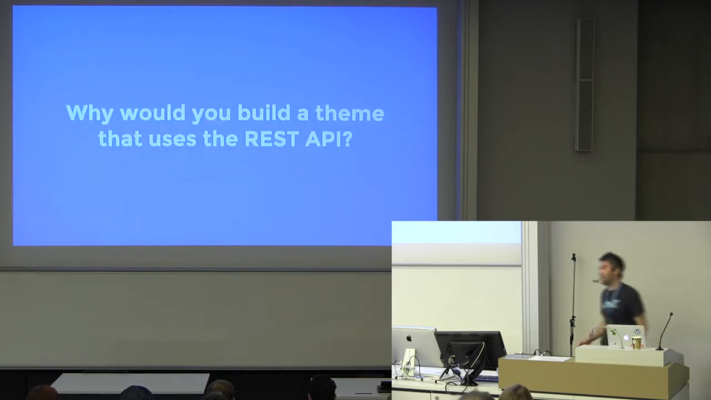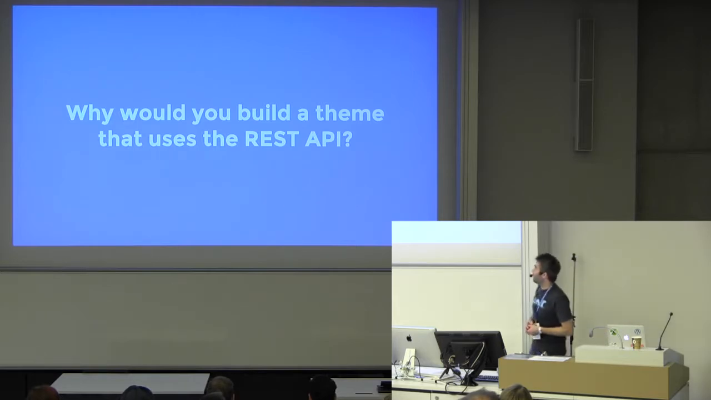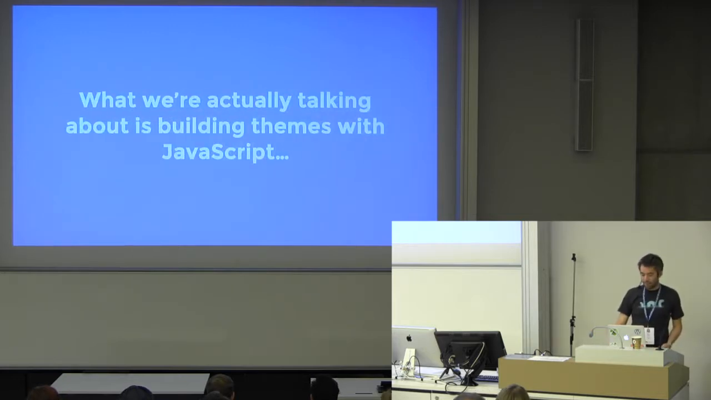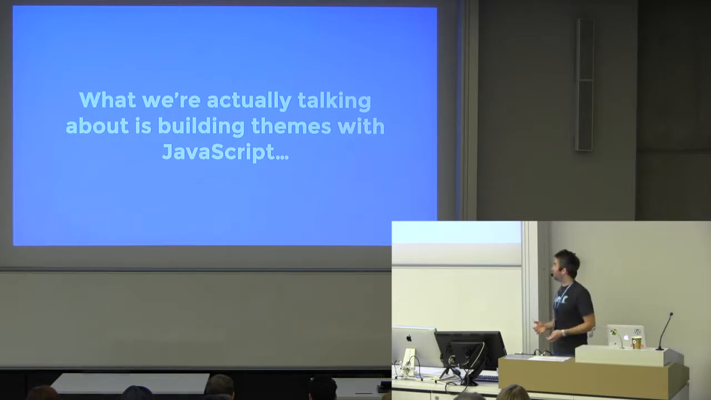So why would you build a theme that uses the REST API? Hopefully, I've made the case clear, but in case I haven't, just to summarize what I'm trying to say, what we're actually talking about is building themes with JavaScript. The REST API in itself, as you can see, is a way of getting data, but you can't just build a theme with it. You need something else in the way. And if we're talking about improving engagement and making these more futuristic websites that don't throw the whole thing away on each page load, we're going to need JavaScript.